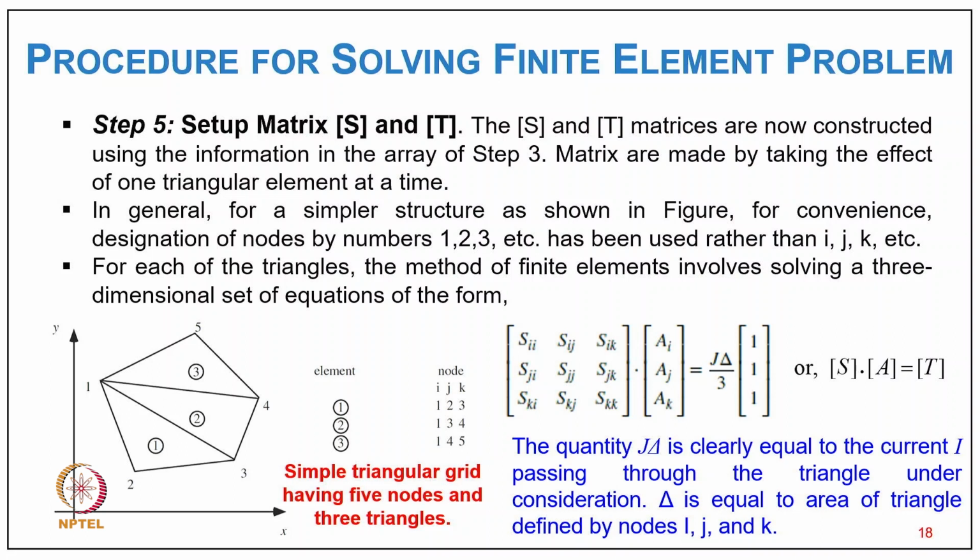The method of finite elements involves solving a set of equations in the form of, you can see, a simple triangular grid having the finite nodes and 3 triangles with the elements 1 to 3, and the nodes i, j, k equal to 1, 2, 3 and 1, 3, 4 and 1, 4, 5, with the matrix of course Sii, Sij, Sik, Sji, Sjj, Sjk and Ski, Skj and Skk multiplied by Ai, Aj, Ak equal to J delta by 3 as a unit matrix, or is called S into A equal to T. So the quantity J delta is clearly equal to the current I passing through the triangle under consideration, and delta is equal to the area of the triangle defined by nodes i, j, k.